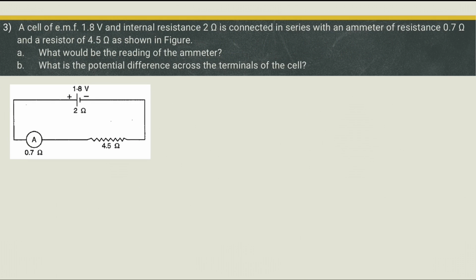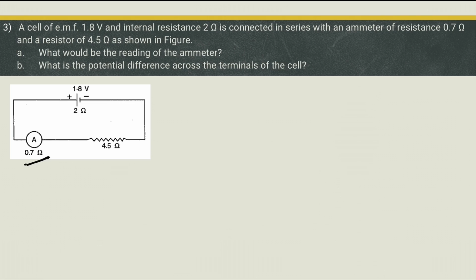Next question. A cell of EMF 1.8 volt and internal resistance 2 ohm is connected in series with an ammeter of resistance 0.7 ohm. Alright, so here ammeter provides 0.7 ohm resistance. Ideally, ammeter does not offer any resistance. Okay, so ideally ammeter resistance must be 0, and hence in the numerical, if ammeter resistance is not specified, not mentioned, by default we will consider its resistance as 0.